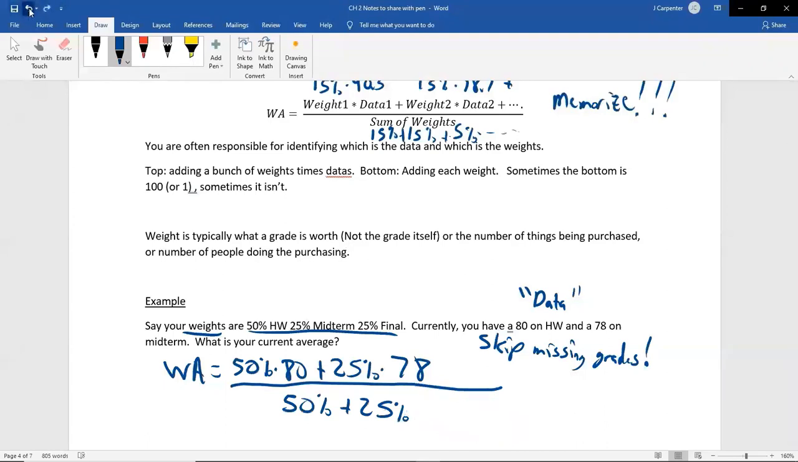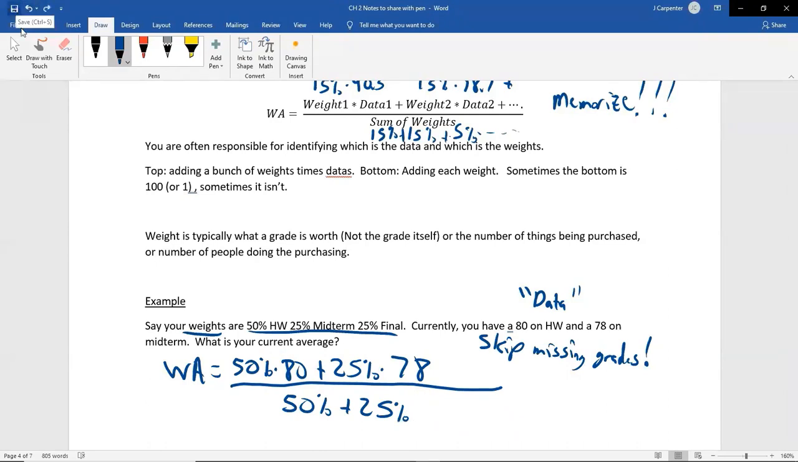Now you might say, well, Mr. Beckner, all of the homeworks haven't happened. That doesn't matter. As long as you have at least one homework grade, you have a homework average, then you do include the homework bits. So even though the homeworks have not all been completed for the semester, we still count that 80 average as 50% of the grade. That's how we're able to calculate grades before the end of the semester. That's how you will be able to calculate your grades before the end of the semester.